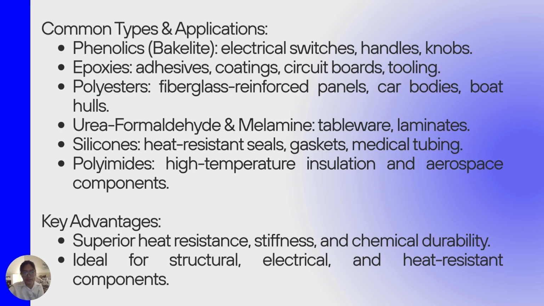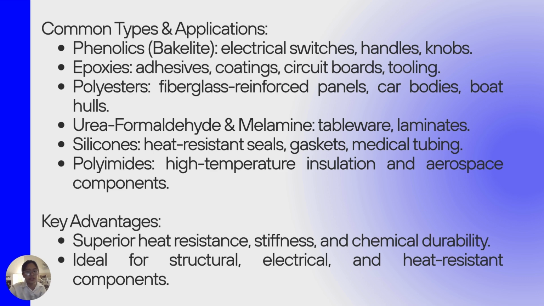Here are some of the most common thermosetting plastics and their real-world uses. So the first, phenolics or Bakelite, the first synthetic plastic ever made. It is an excellent electrical insulator with good heat resistance. It's used for electrical switches, handles, knobs, and household appliances. Next, epoxies. They are known for outstanding adhesion, chemical resistance, and dimensional stability. Used as adhesives, coatings, encapsulants, and composite matrices in aerospace and automotive components.